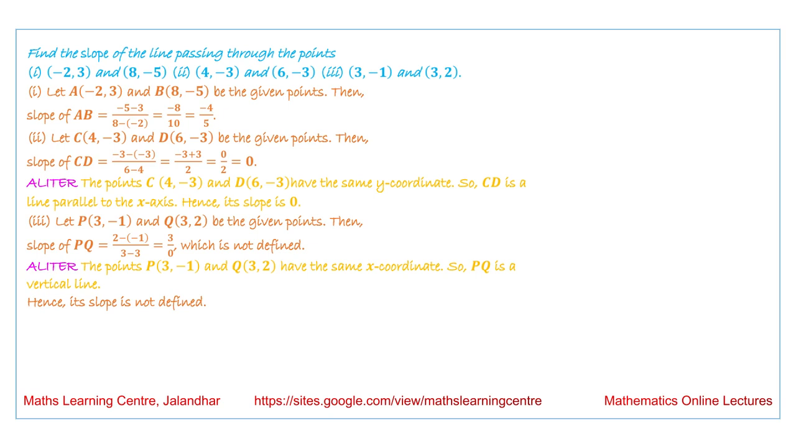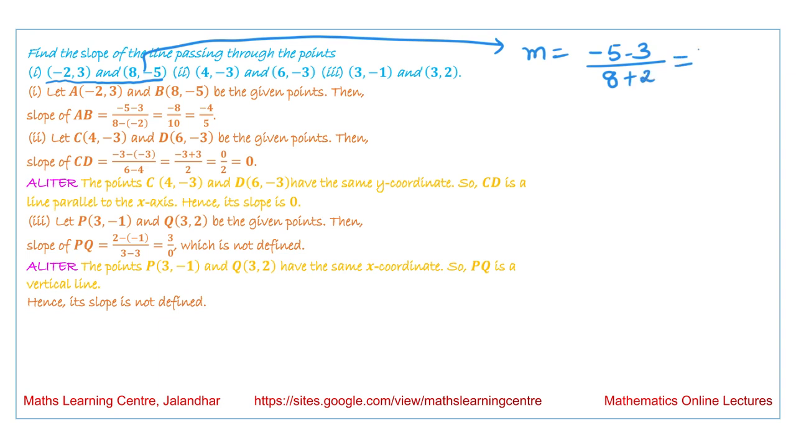Next is, find the slope of the line passing through the points minus 2, 3 and 8 comma minus 5. So by the formula, for this first case, the value of m is equal to minus 5 minus 3 divided by 8 plus 2. The answer we obtain is minus 8 by 10, that is equal to minus 4 by 5.